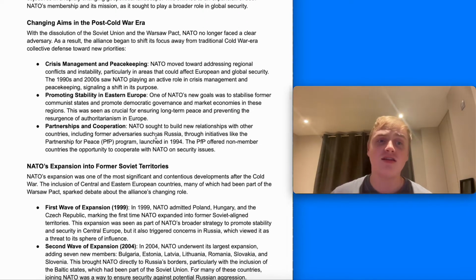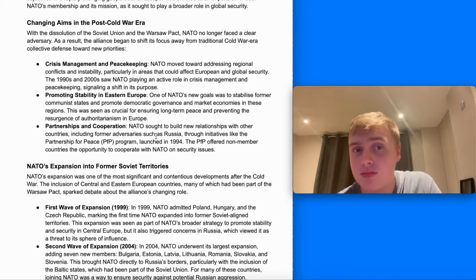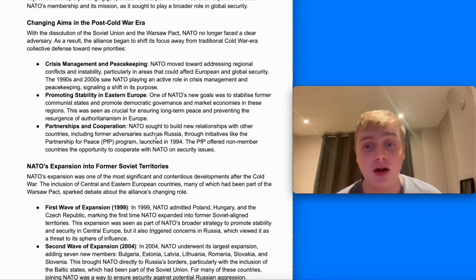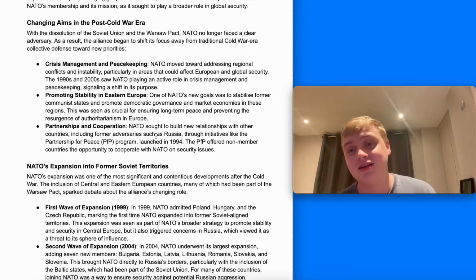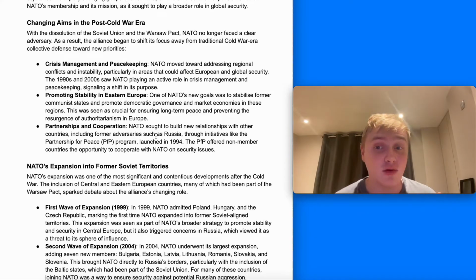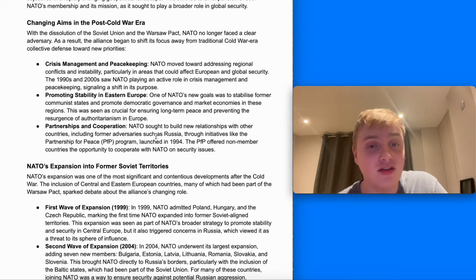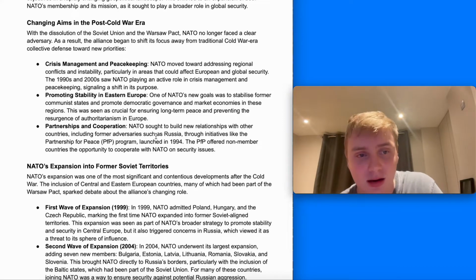So, with the dissolution of the Soviet Union and the Warsaw Pact, it no longer faced a clear adversary, and as a result, it began to shift its focus towards new priorities such as crisis management and peacekeeping. So you saw the United Nations at the time in the 1990s, especially, authorizing a lot of peacekeeping operations. And even when it didn't, NATO countries often carried out these peacekeeping operations, particularly, for example, in Bosnia.